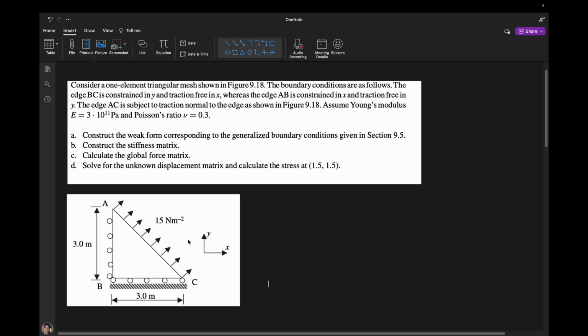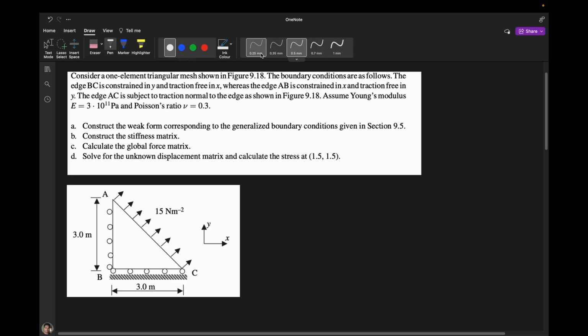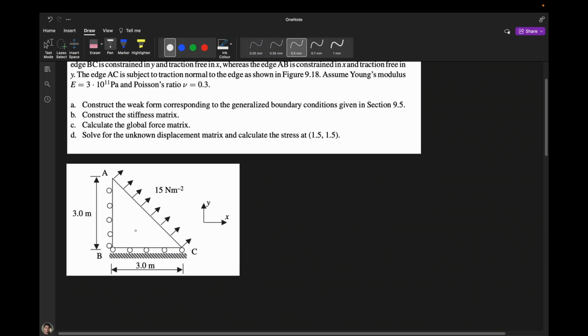Assume the Young's modulus, Poisson ratio and everything. But first it is saying to construct a weak form for the corresponding problem, and also to create a generalized boundary condition, and to construct a stiffness matrix, global force matrix, and to solve for the unknown displacement and stresses at point 1.5. So where it is 1.5, 1.5 will be somewhere here.